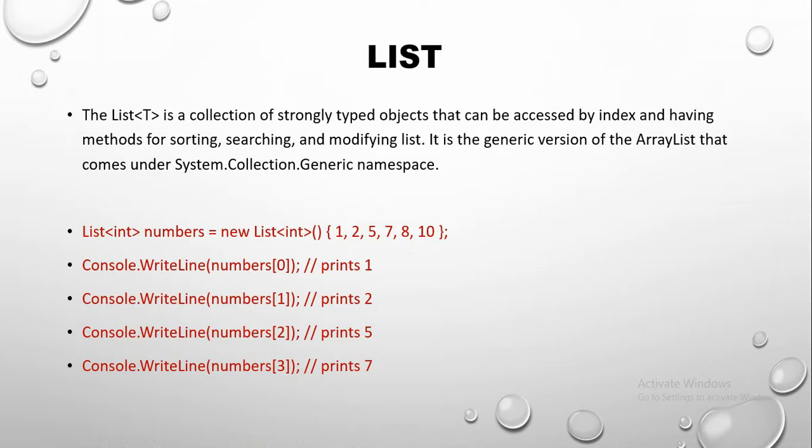List. The list is a collection of strongly typed objects that can be accessed by index and having methods for sorting, searching and modifying list. It is a generic version of the array list that comes under system collections or generic namespace. So this is the basic syntax of list.